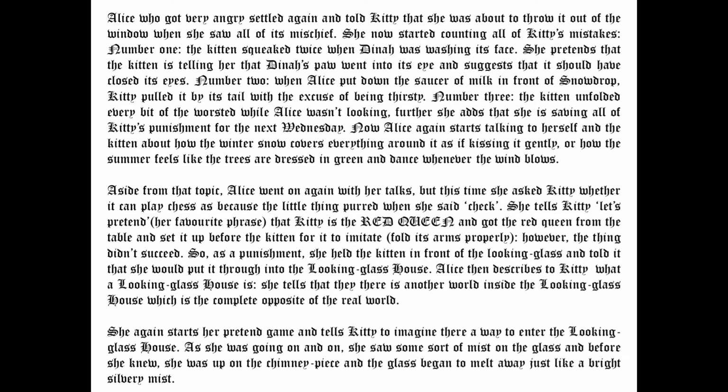Number two was when Alice put down the saucer of milk in front of Snowdrop, Kitty's sister. Kitty pulled it by its tail with the excuse of being thirsty. Now Alice explains that Kitty pulled Snowdrop by its tail and drank its milk, claiming that she was thirsty. Number three was the kitten unfolded every bit of the worsted while Alice wasn't looking.